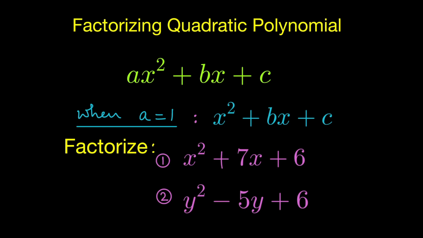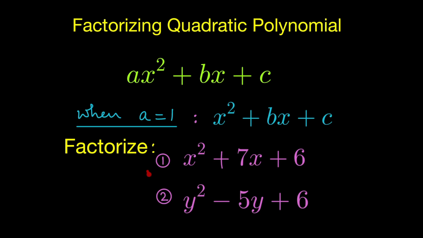So in this video, we will learn how to factorize the quadratic polynomial. The quadratic polynomial is ax square plus bx plus c, and we'll take the first case in which a is equal to 1. So the equation will look like this: x square plus bx plus c.